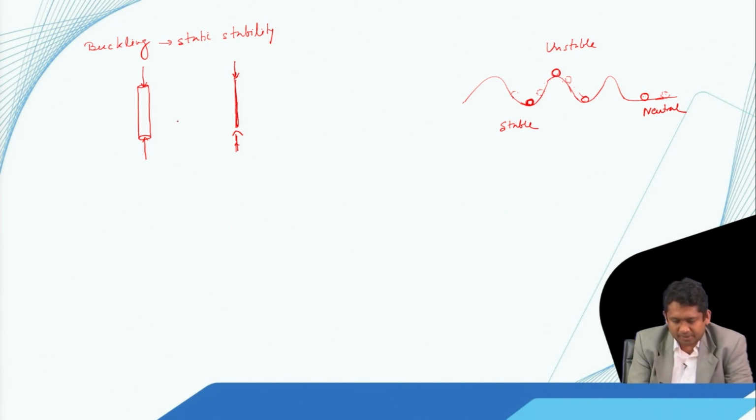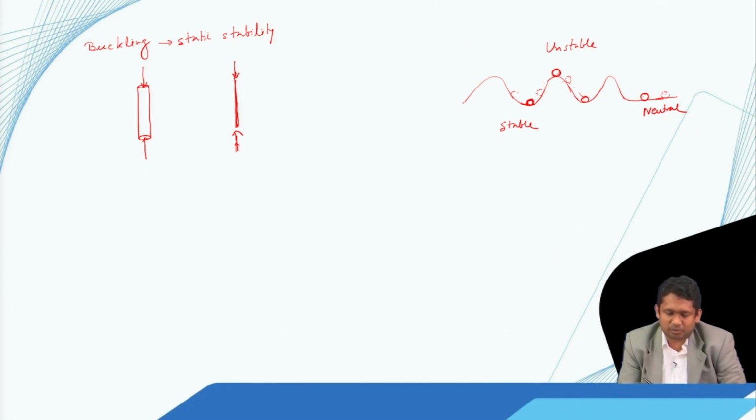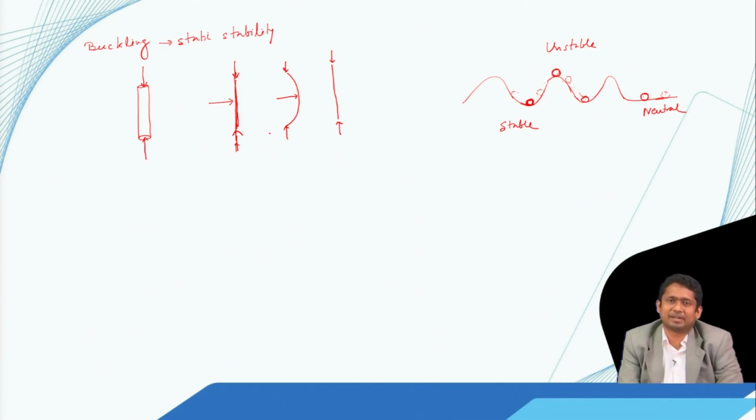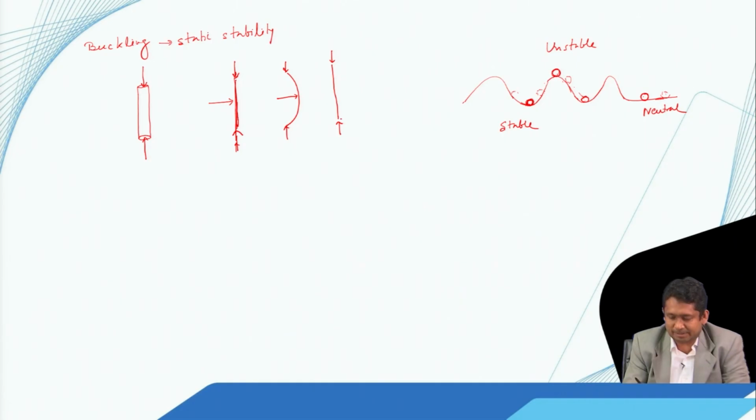Now when the load is not so high, this initial straight configuration is its equilibrium configuration. That means if I give a force here, a transverse force, it bends and looks like this, and after that if I remove this force, it again comes back to the original shape how it was before. That means it's stable. This axially loaded column has a tendency to go back to its original straight shape.